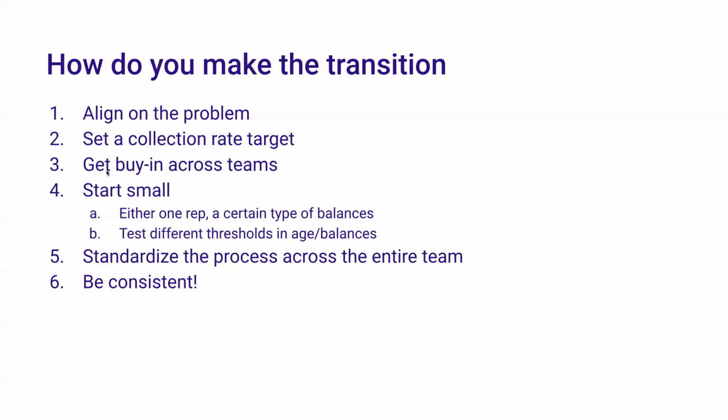Some things you might be able to try are starting with an individual rep and saying, if you were to change your workflow, what does that look like on a pseudo pilot? You could play around with different balance thresholds or aging thresholds until you get to, yep, this is what we've decided on as an organization, let's scale it up. And then once you've agreed, hey, we've built this little pilot, we think this is the most efficient way to do it, standardize the process across the entire team.